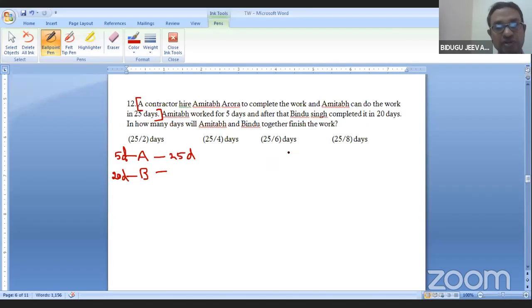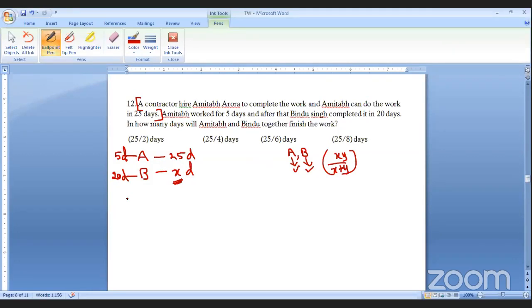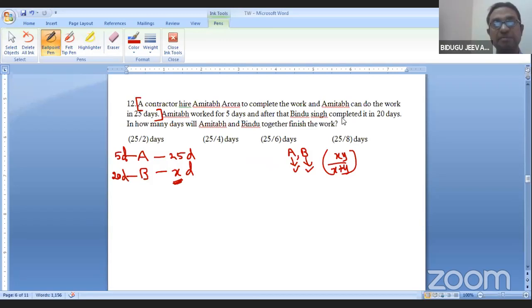To calculate Amitabh and Bindu together, their capacities are required. If the capacities are given, you can use the rule xy by x plus y. But our target now is to calculate the capacity of B. Once again, let me read: Amitabh worked for 5 days, and after that, Bindu completed in 20 days.